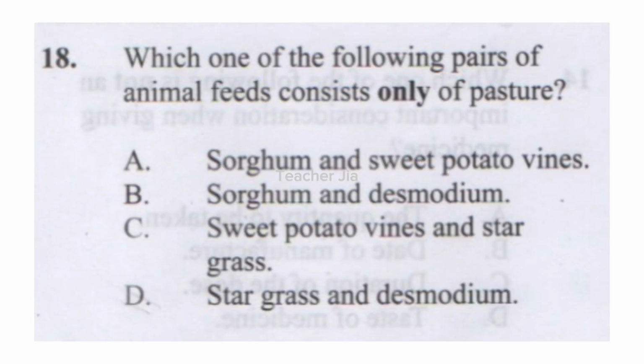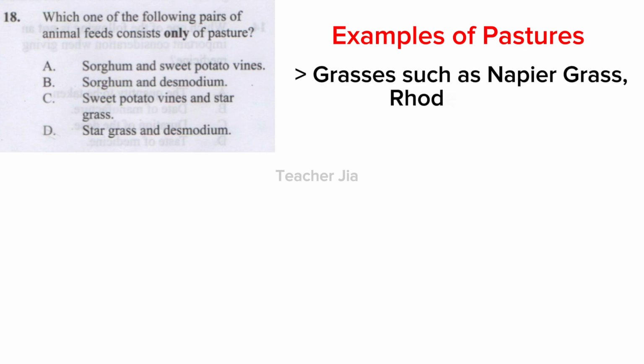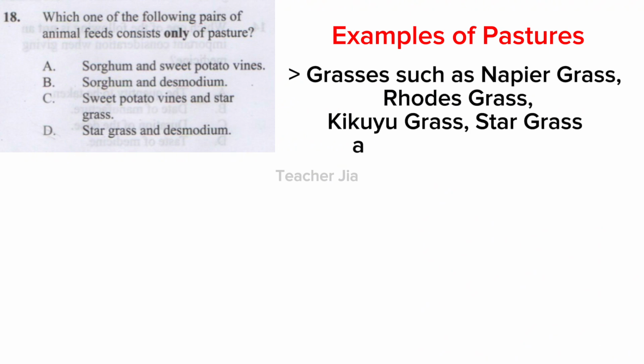Next question, which one of the following pairs of animal feeds consists only of pasture? So let's look into pasture. Examples of pastures are grasses such as napier grass, Rhodes grass, Kikuyu grass, star grass, and Bermuda grass. Among these, we have star grass in choice C and D. We take note of that.